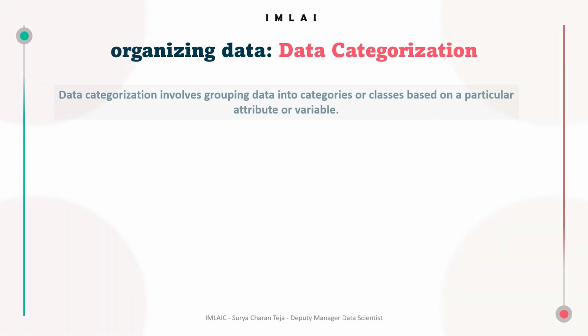Before we get into the examples, I just want to reiterate what data categorization means. Data categorization involves grouping data into categories or classes based on a particular attribute or variable.